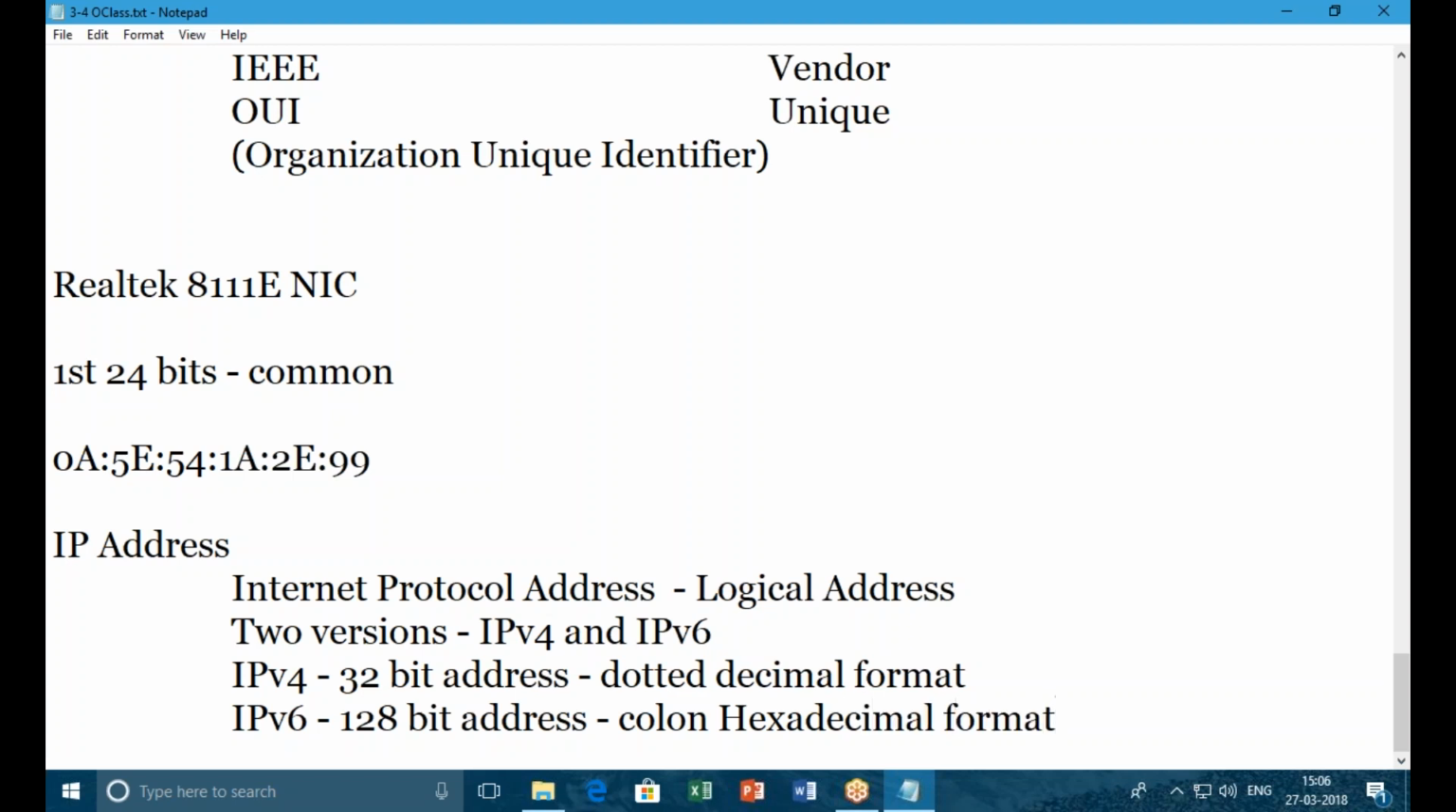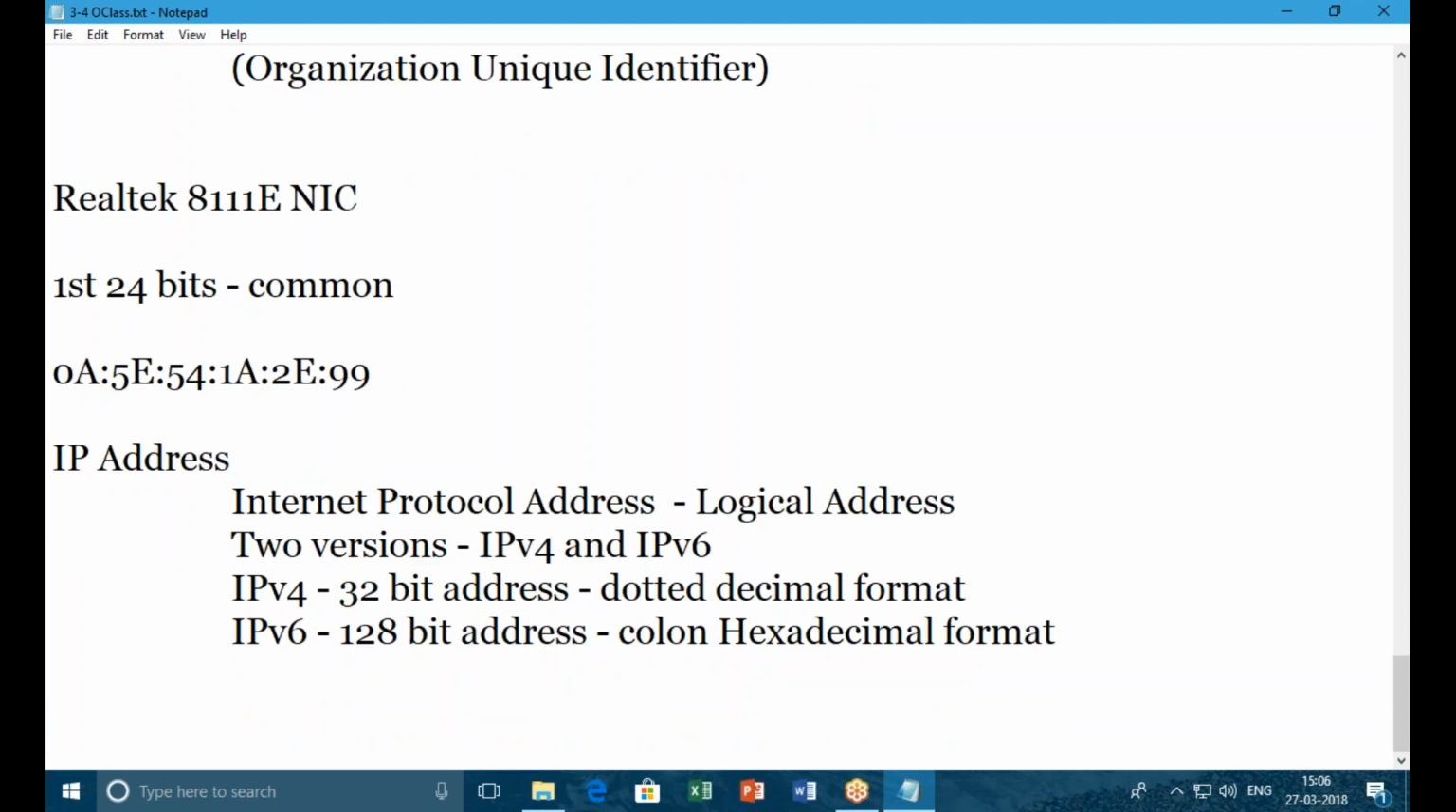or you can say hexadecimal format. Now here we are discussing about IPv4. This IPv4, which is a 32-bit address, is divided into 4 octets.